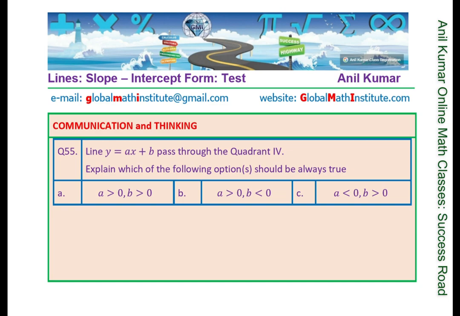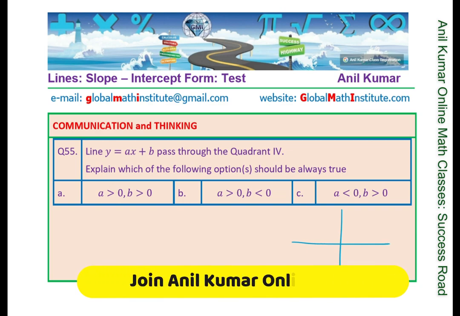Now let's take up question number 55, which is a similar question. Y equals ax plus b passes through quadrant 4. Explain which of the following options should be always true. I'd like you to pause the video and answer this particular question. So we have a line ax plus b which passes through quadrant 4. So it is in quadrant 4 for sure, right? Now which of these are correct options?